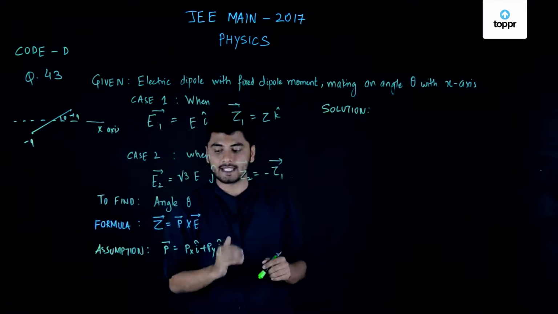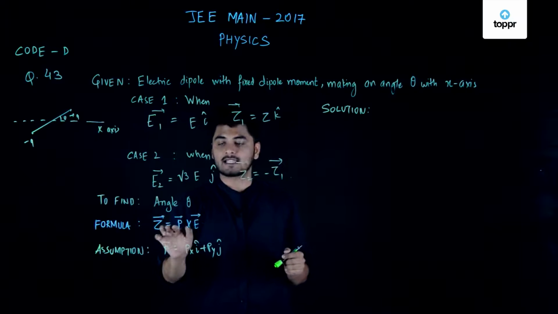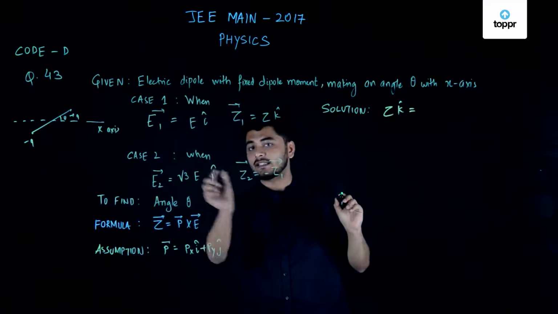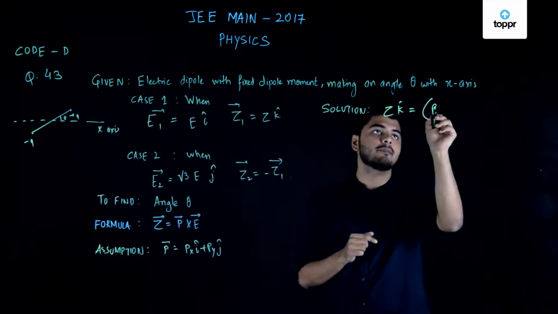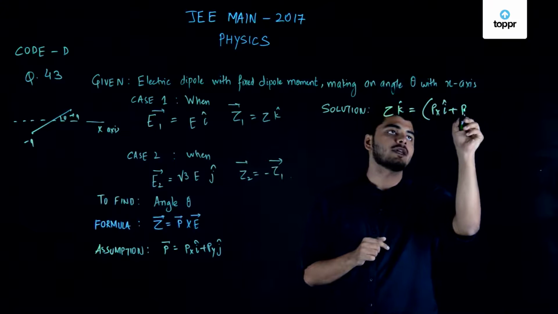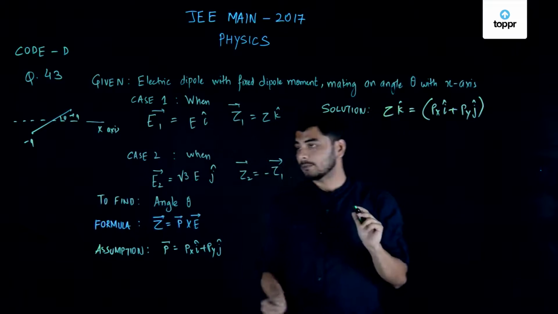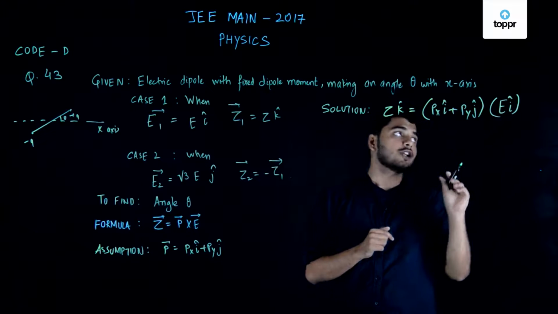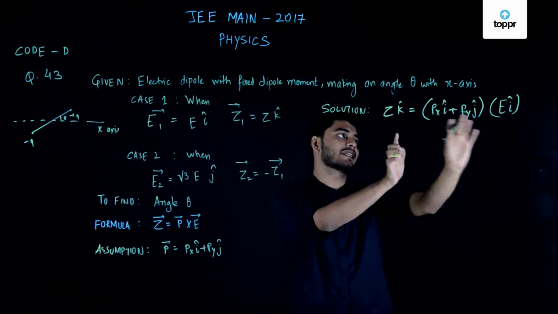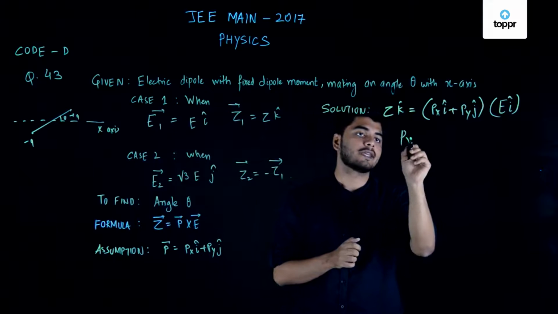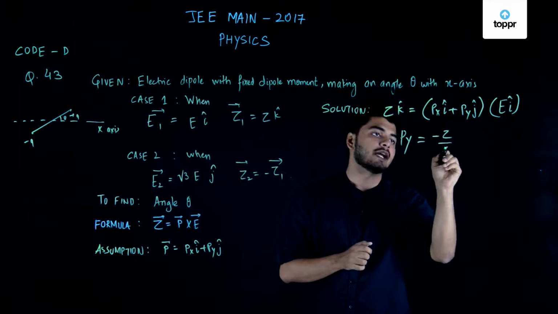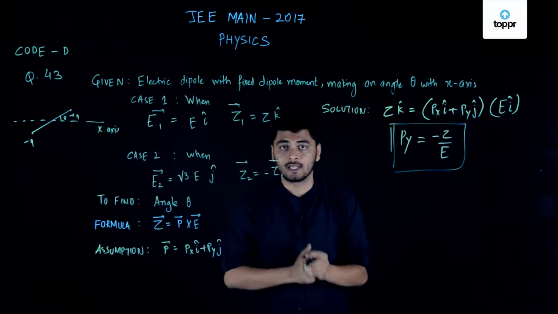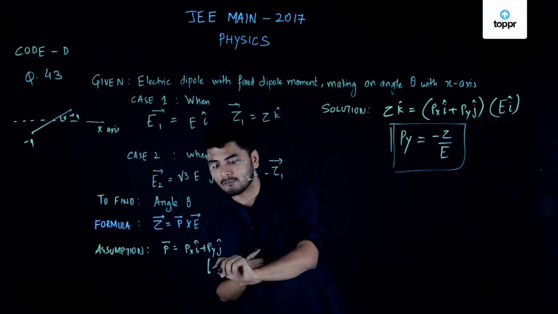So using the first case, I'll use this formula. In the first case, my torque is equal to tau k cap, whereas in the formula P, I can assume it to be Px i cap plus Py j cap. In place of the electric field, I can write E i cap. On solving this, when you open the brackets and multiply, you get the value of Py equal to minus tau by E. This is the first thing that you get on solving the first equation. So out of Px and Py, I now have my value of Py.